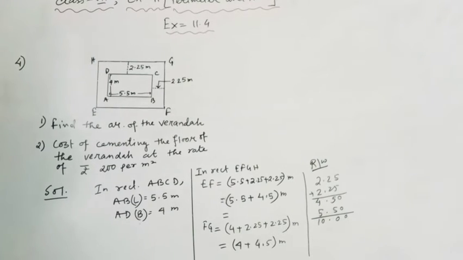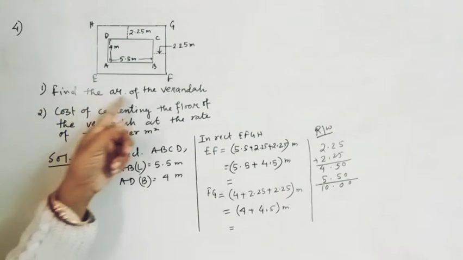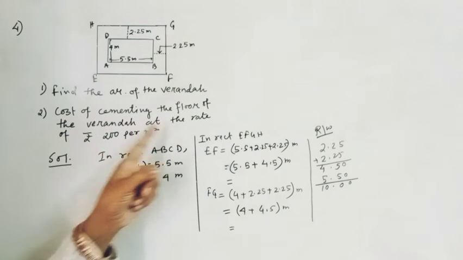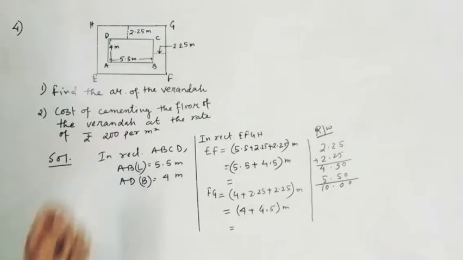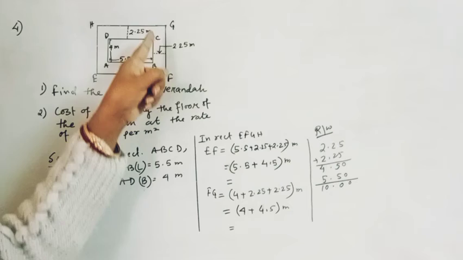Now in question number 4, it is given that a veranda of width 2.25 meter is constructed all along outside a room which is 5.5 meter long and 4 meter wide. Find the area of the veranda and the cost of cementing the floor of the veranda at the rate of 200 per meter square.